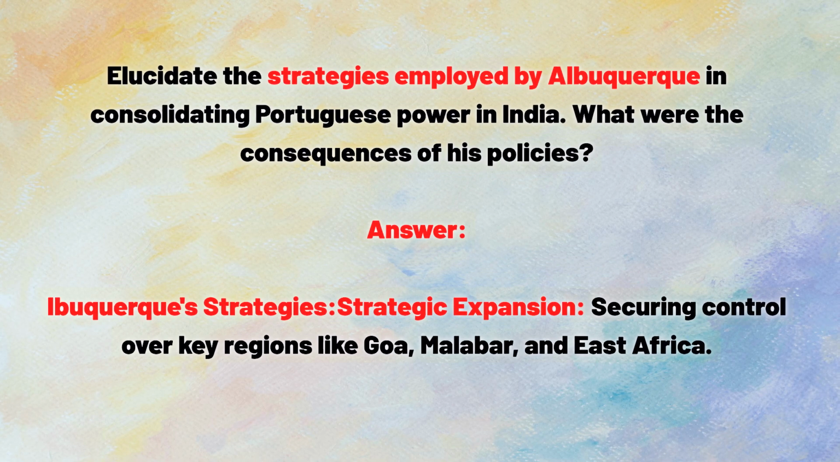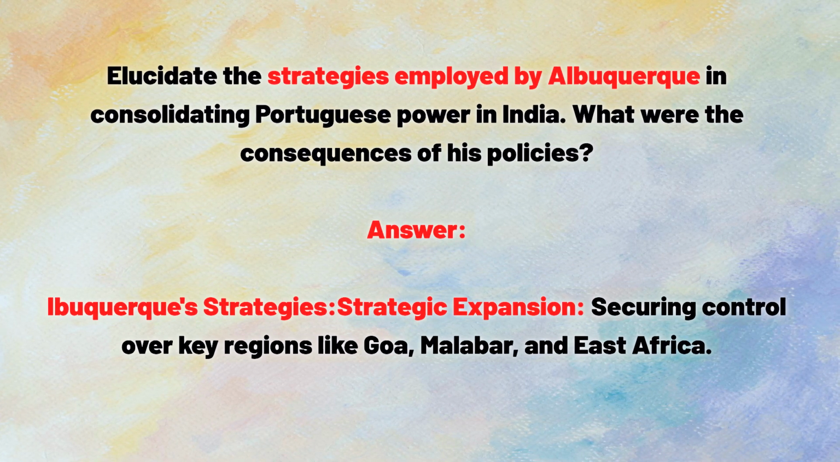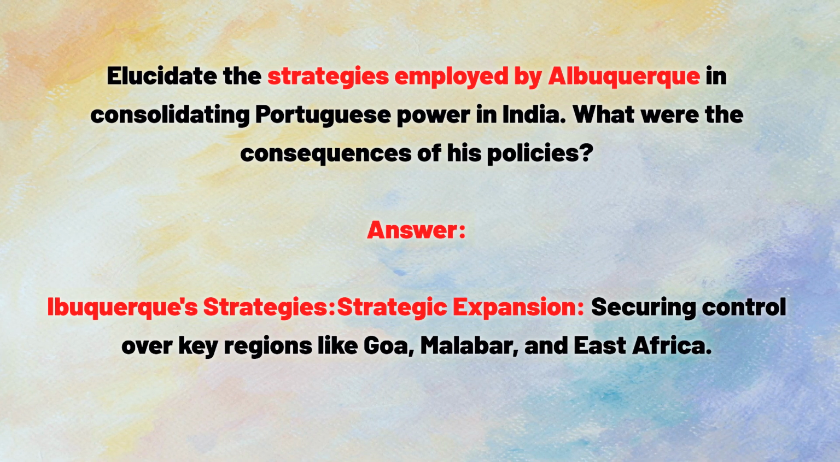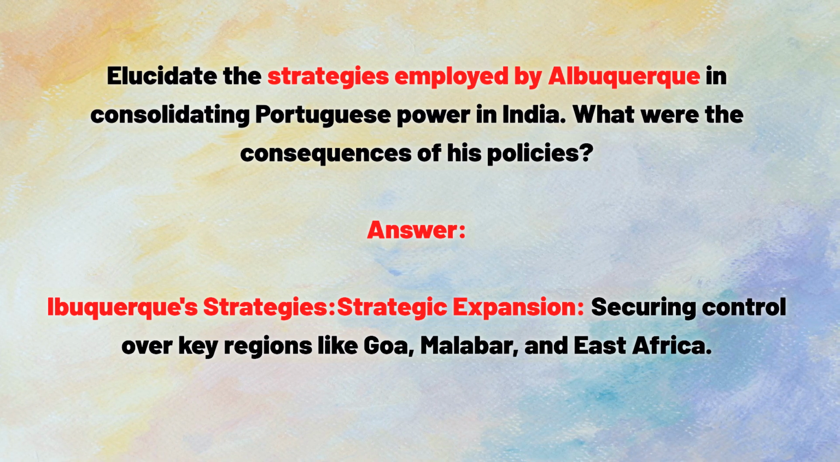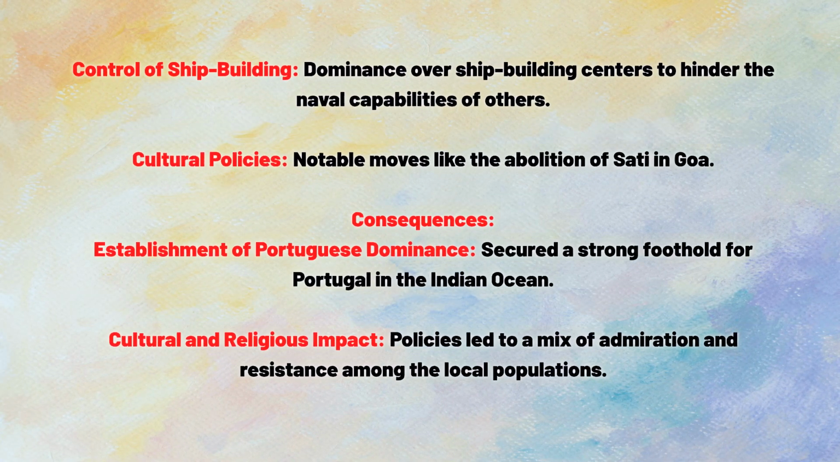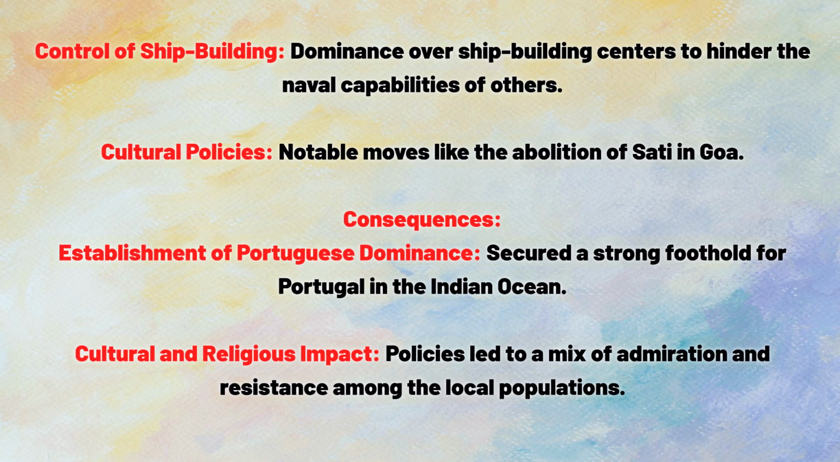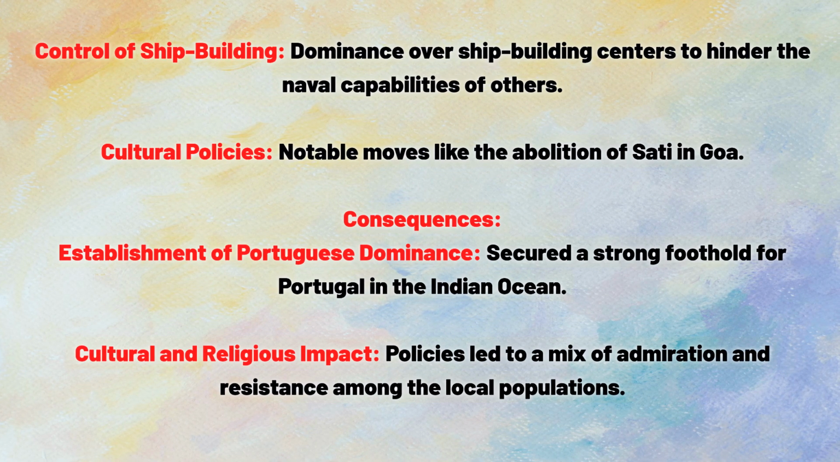Elucidate the strategies employed by Albuquerque in consolidating Portuguese power in India. What were the consequences of his policies? Answer. Albuquerque's strategies: strategic expansion, securing control over key regions like Goa, Malabar, and East Africa. Control of shipbuilding: dominance over shipbuilding centers to hinder the naval capabilities of others. Cultural policies: notable moves like the abolition of sati in Goa.